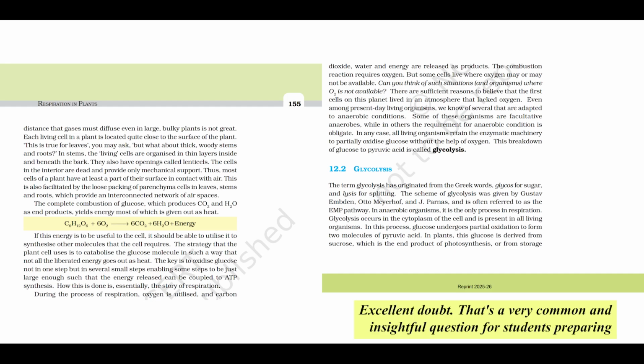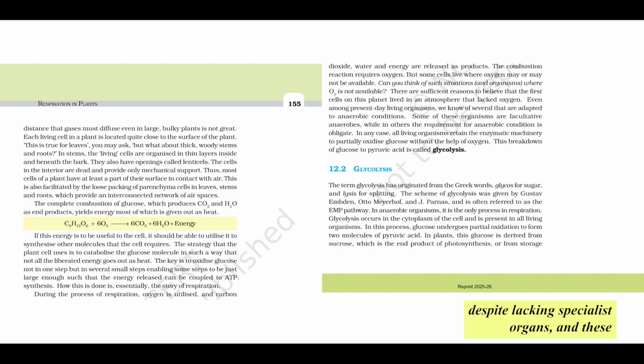Excellent doubt. That's a very common and insightful question for students preparing for NEET, and understanding the answer will solidify your conceptual clarity. There are actually 3 key reasons why plants are remarkably efficient in their gas exchange despite lacking specialized organs, and these are points you should certainly commit to memory for your exams.